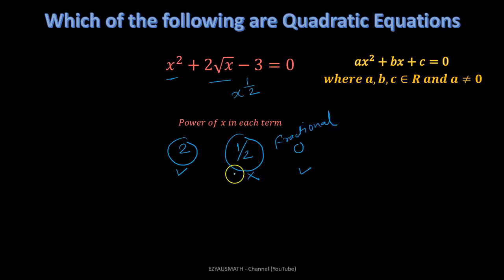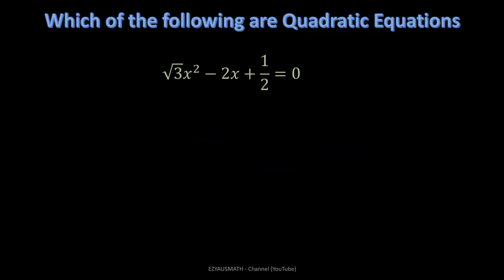So for an expression to be a quadratic equation, all the powers should be whole numbers. Hence the first check fails, hence we are not going to perform the rest two checks. From the first, we can say that this is not a quadratic equation.